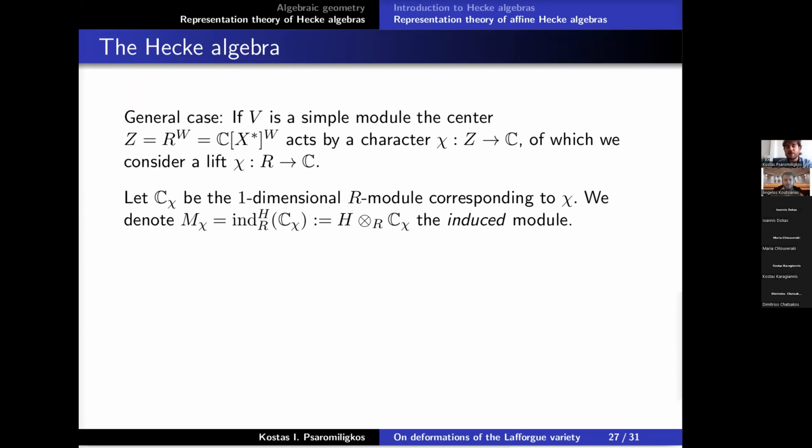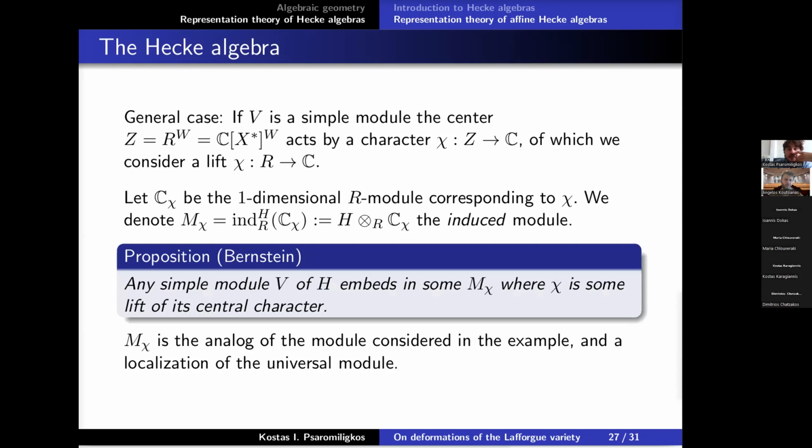this is a formal analog of our previous procedure. You consider just a one-dimensional module corresponding to the character, and you induce it to the whole of H. This is a functor that is adjoint to restriction, and in particular, restricting from H to R, and in particular, you have this proposition by Bernstein that tells you any simple module can be embedded in some of these induced modules.